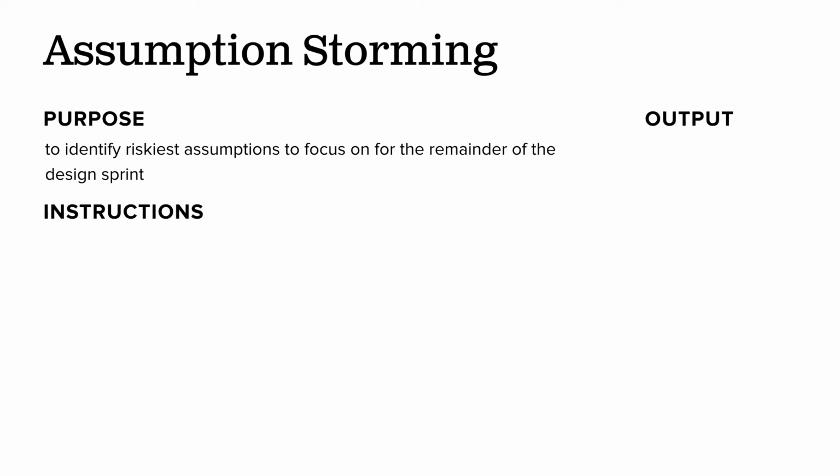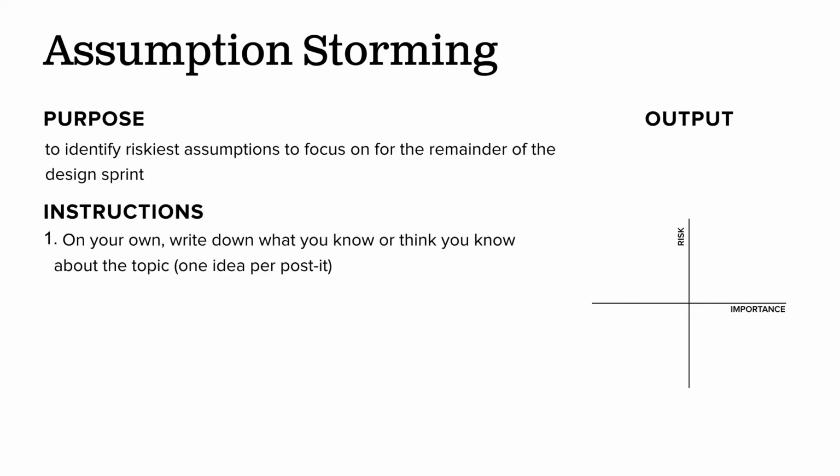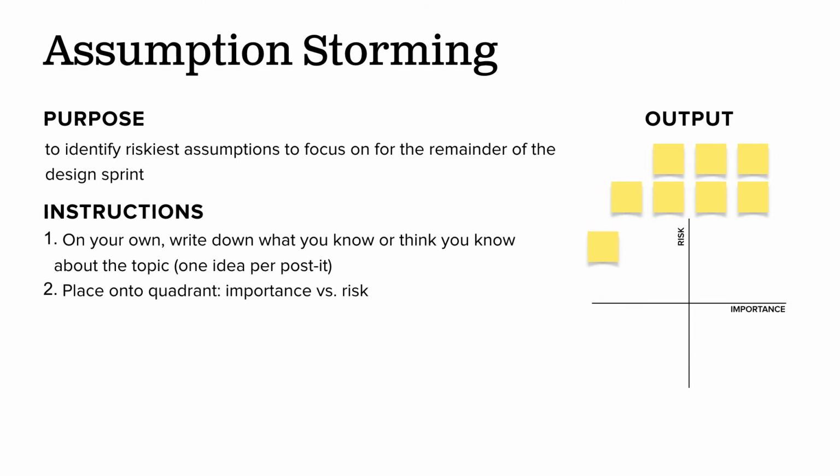Okay, first, you got to establish the context for what you have assumptions around. For example, maybe this is around a new customer onboarding flow. Secondly, draw a 2x2 grid with the y-axis labeled risk and the x-axis labeled importance. Then ask each team member to individually write down what they know or think they know about the topic. One idea per Post-it note, as usual, and then place them on the 2x2 grid where you think they fall on the risk and importance curve.